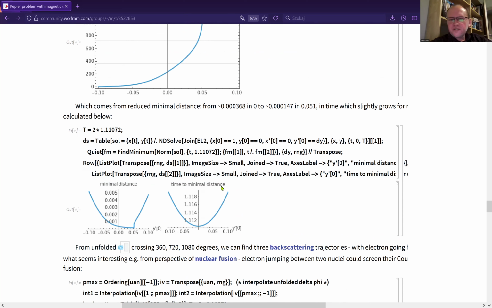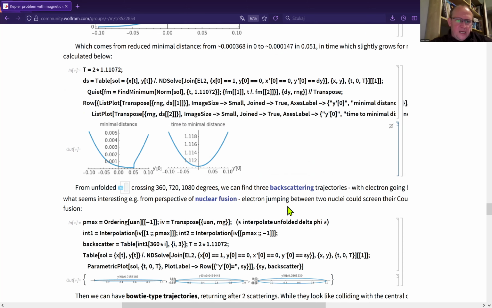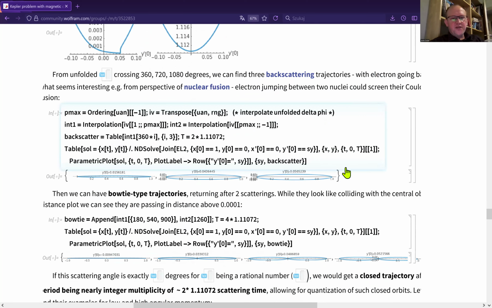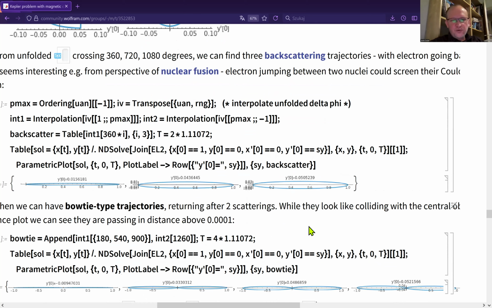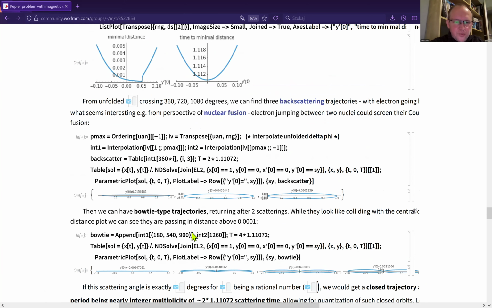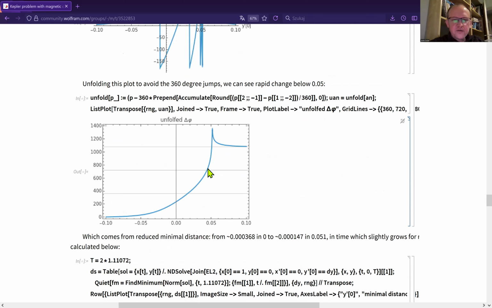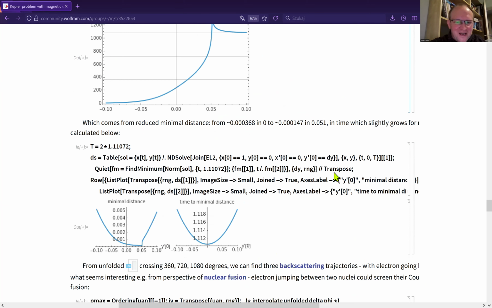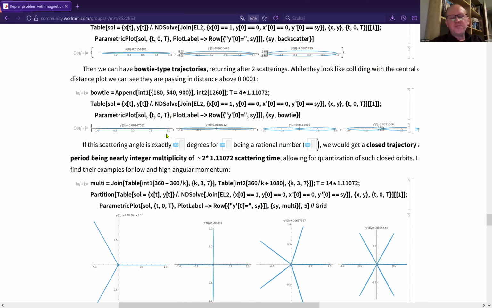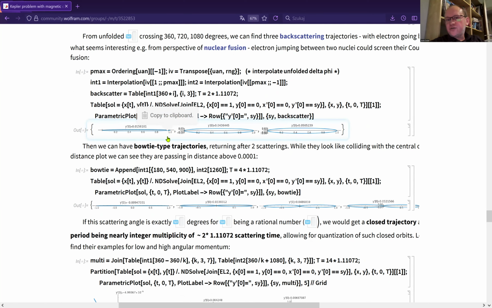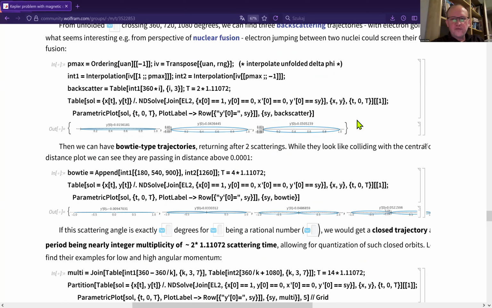But the minimal distance has a minimum for the free fall, and then it's slightly larger for non-zero initial derivative. Okay, so let's find some interesting solutions. For example, we could find the situations where it's 360, where it crosses 360, 720, 1080. So now after scattering you get the same angle as the initial. So the delta is 0, or a multiplicity of 360 degrees. So we get closed trajectories of different angular momentum, different width.